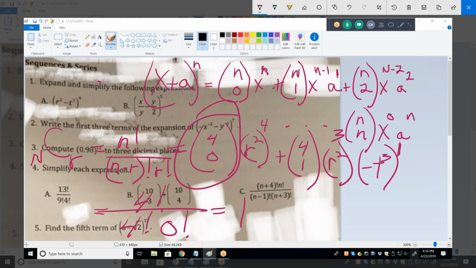Likewise, the very last term, which is going to be 4 choose 4, that's also equal to 1. So this n choose 0 and n choose n, it's always the same number. It's always 1.